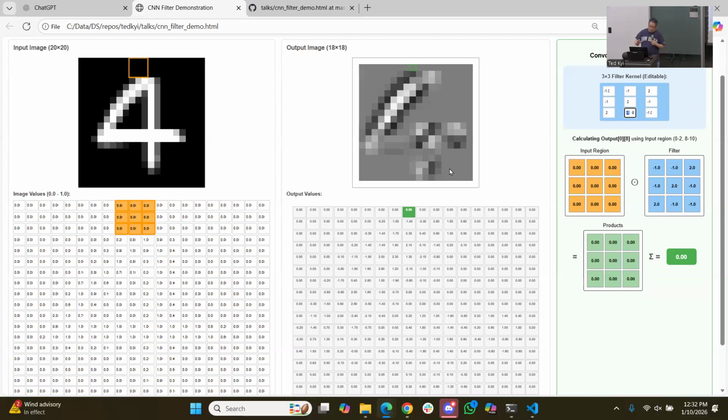But at the end of the day, what's happening here with these small receptive fields is that each filter is only looking at a small region.